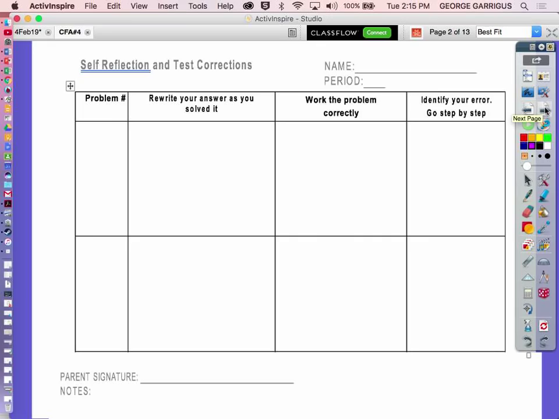Students are expected to do the self-reflection and test corrections here. You would start with working out problem number 1. You're going to rewrite your answers as you solved it. When you get your paper back, that goes in this section. Watch the video, please, and work the problem out correctly, and then you can identify your error. At the end, your parent must sign your self-reflection so you can have entry into the test corrections, which are after school.